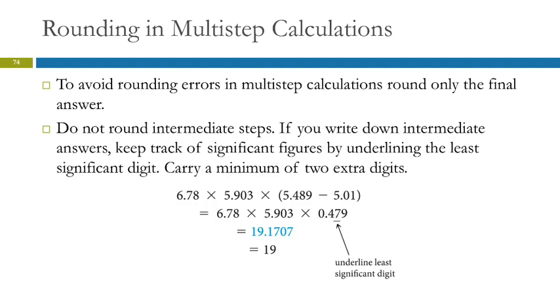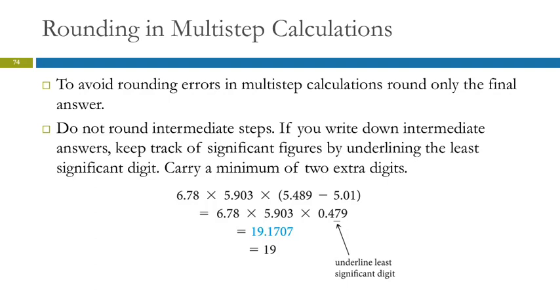Okay? So this 5.489 minus 5.01. Do the subtraction, the calculator says 0.479. Apply the rule. The rule is fewest number of decimal places, right? So this number had 3 decimal places. This number has 2 decimal places. So this value here will only have 2 decimal places. So I'm underlining the second decimal place. That's the uncertain digit. That's the last significant figure.